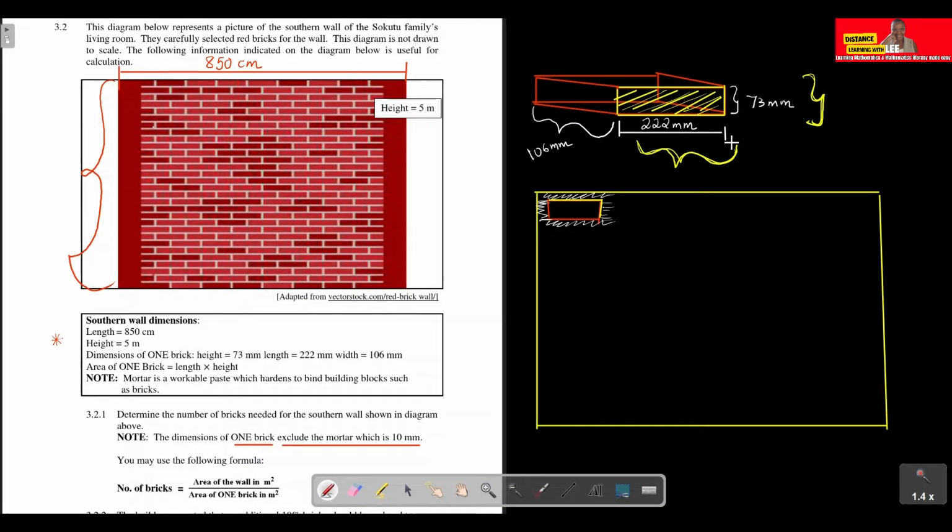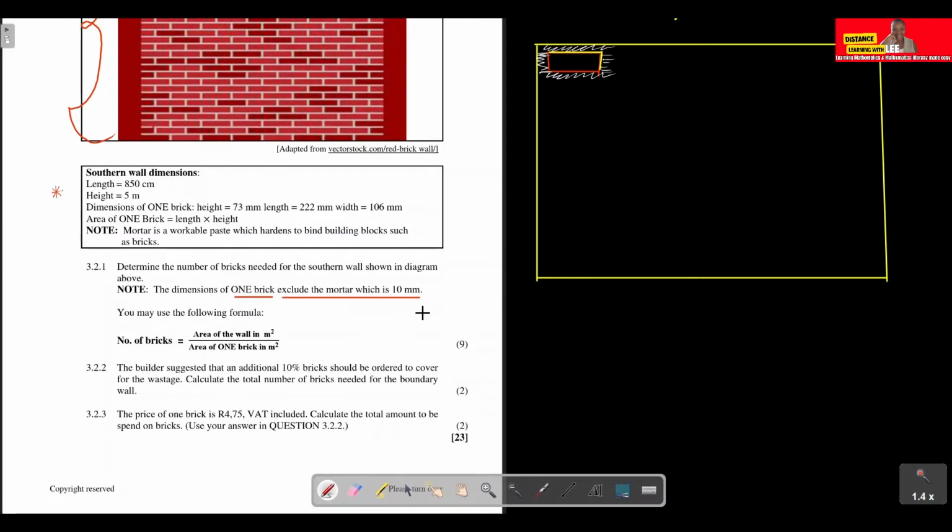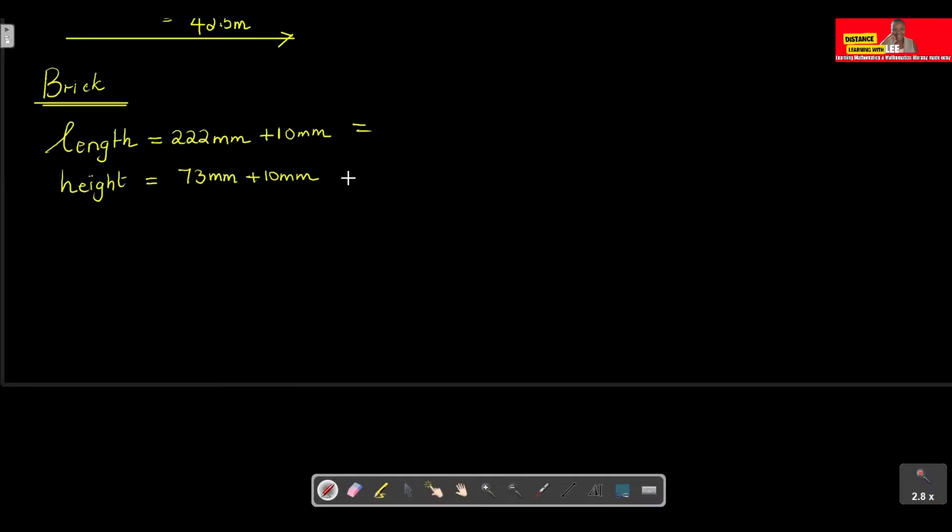Please note, when they spoke about this mortar, they didn't specify that it's 10 millimeters on the right and the left, and 10 millimeters at the top and the bottom. It just said that it affects your dimensions by 10 millimeters. So with that in mind, you just need to add 10 to the height, 10 to the length, and 10 to the width if we're working with the width. That's what we're going to do. If you punch that into your calculator, 222 millimeters plus 10 millimeters gives you 232 millimeters. And 73 millimeters plus 10 millimeters gives you 83 millimeters.